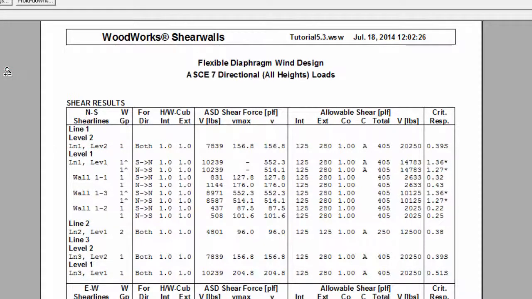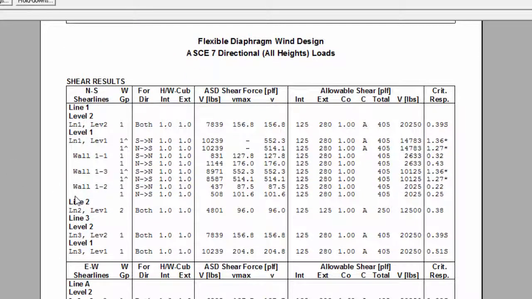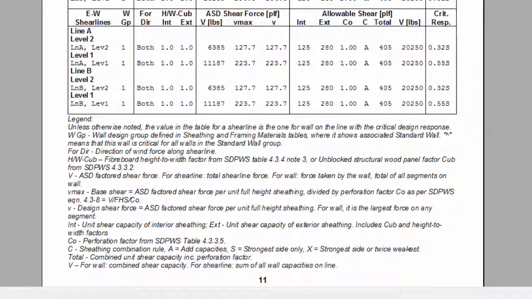Beside the name of the wall or shear line is the wall group as listed in the sheathing and framing materials table. Coordinating the wall groups with the different walls on the shear lines is important, as it allows us to see which wall group works for this particular load result. A legend is available at the bottom of the table with all the definitions of the terms, but a quick review of these terms will be done from left to right.